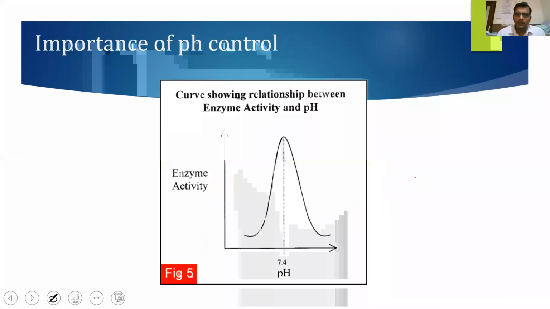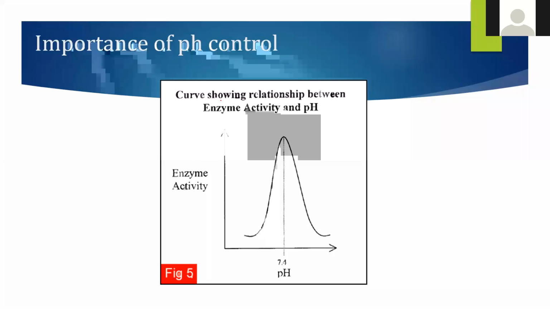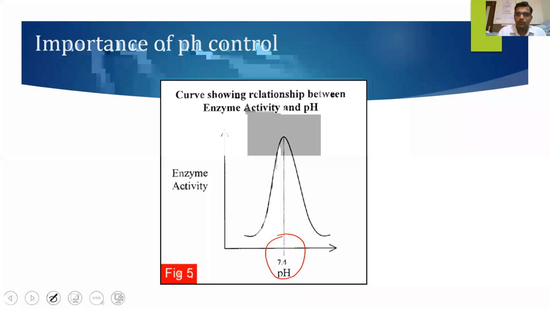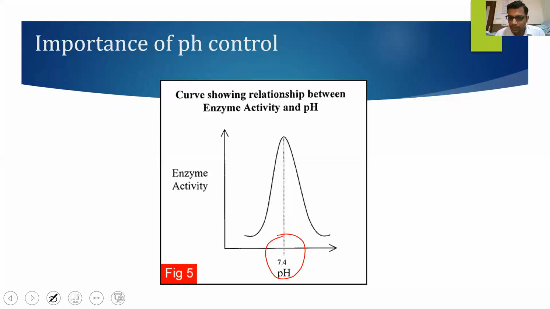What is the importance of pH control? As we all know, the enzymes in our body work optimally at a pH of 7.4. This is very important for some tissues like the myocardium, where significant dysfunction starts happening below a certain pH. For example, below a pH of 7.2, severe myocardial dysfunction starts happening. So we need the pH around 7.4 for optimal enzyme activity.